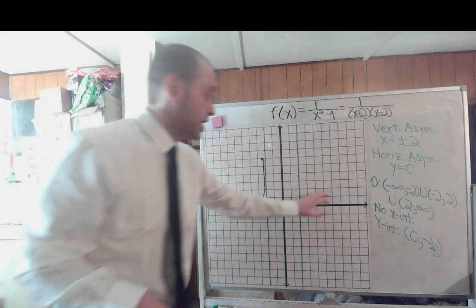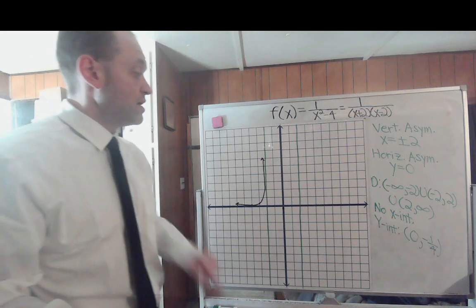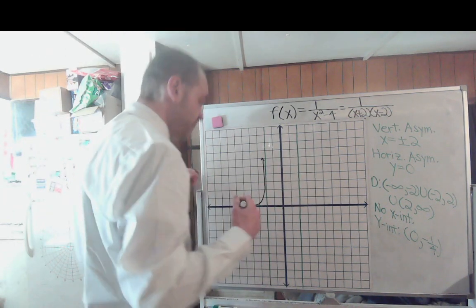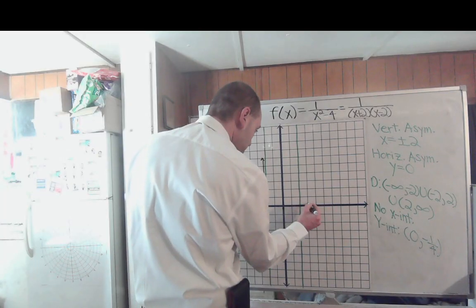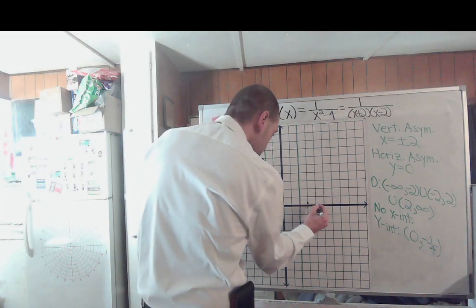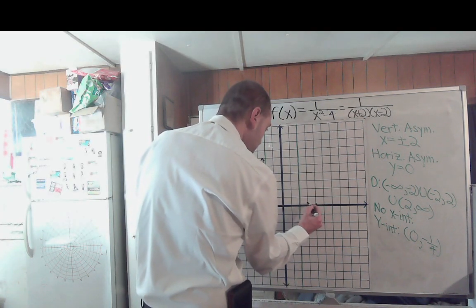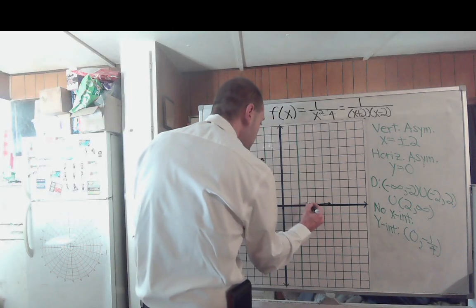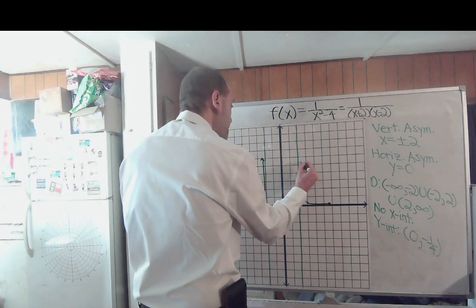Let's go to the right. If I put in positive 3 for x, very much the same thing's going to happen. I'm going to get 1/5. If I put in positive 4, I'll end up getting 1/12, which is even less, and I'll end up getting much the same thing over here.